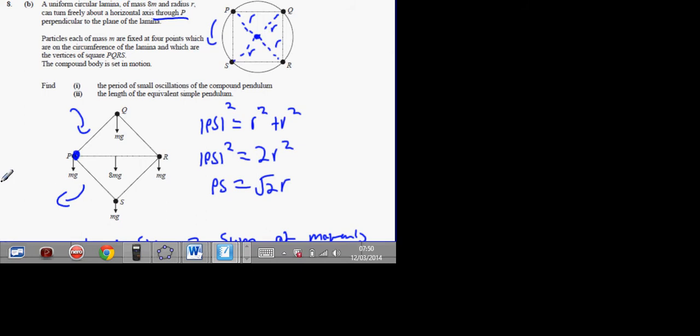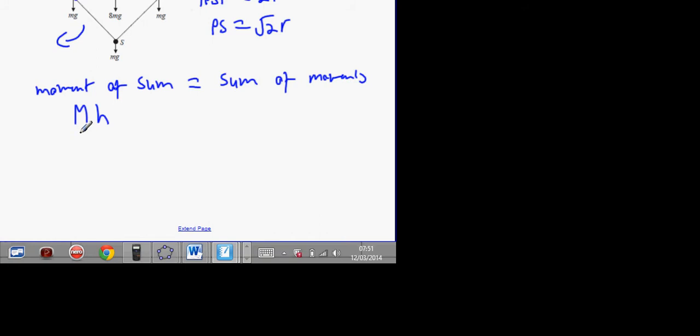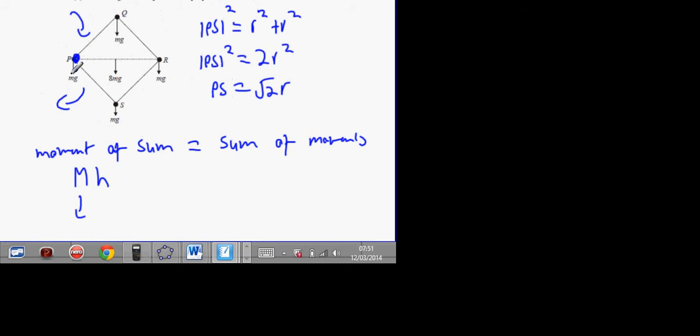Okay, so what we're going to do next is moment of sum. Now moment of sum is Mh, where h represents the distance to the compound pendulum. If I was to treat this all as one body, h would be the distance from P to its center of gravity. So all I have to do is figure out where that is. So moment of sum is Mh. Now capital M represents the full weight of the full pendulum, which is going to be 1, 2, 3, 4, 4 plus 8, 12m. So it's going to be 12mh.